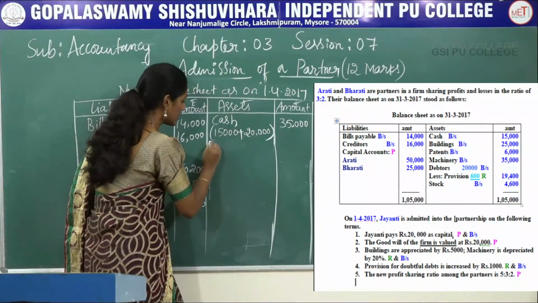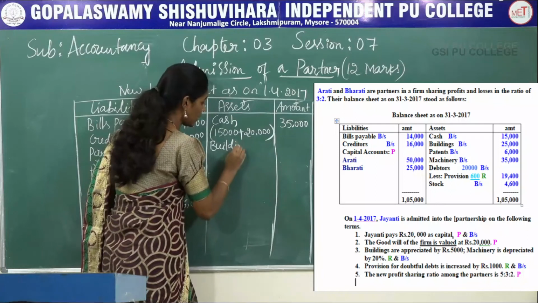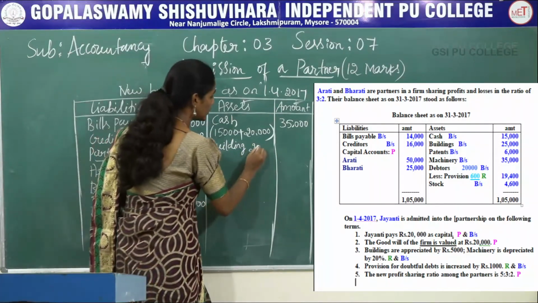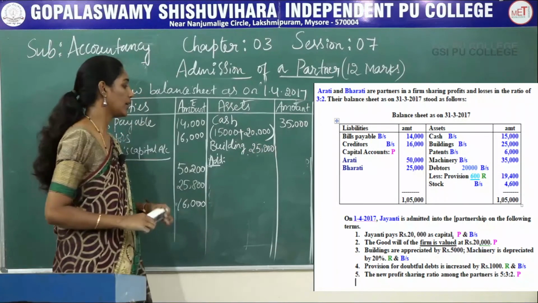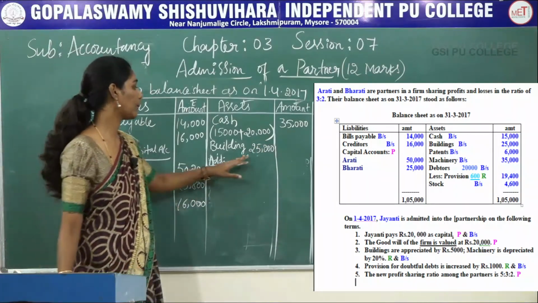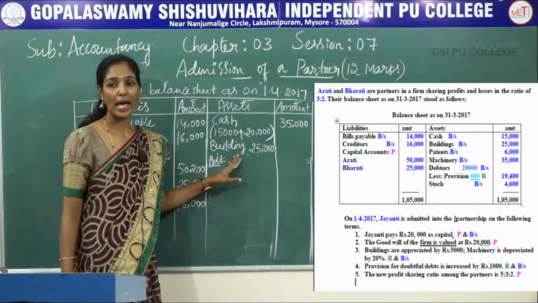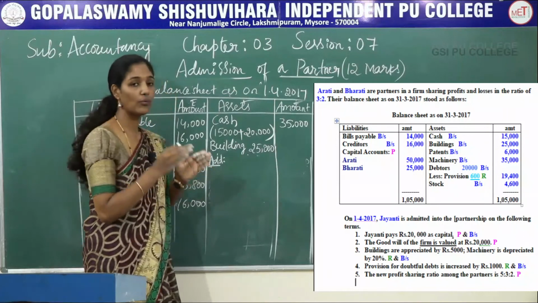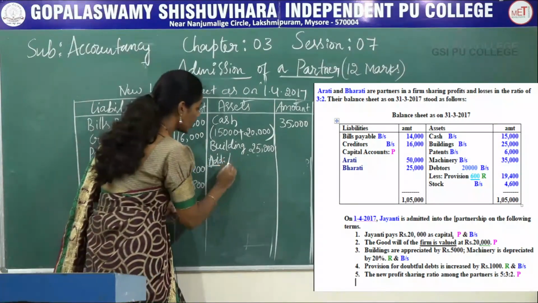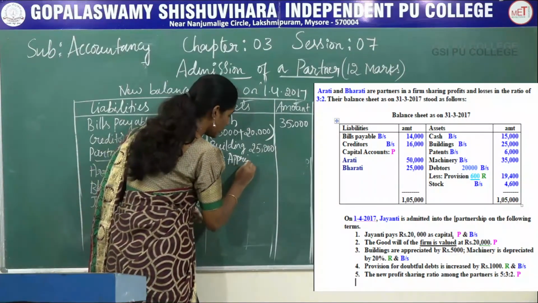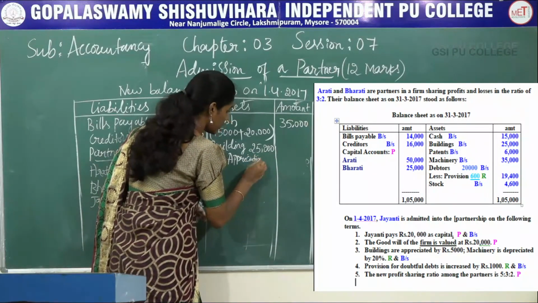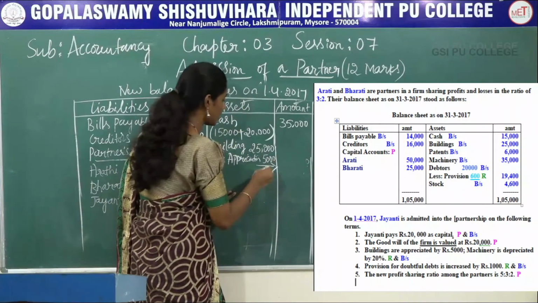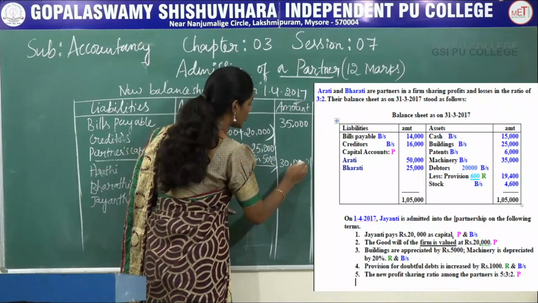The next asset is building. The value of the building here is 25,000. Here there is an adjustment regarding the building. The building value is appreciated, so you should add the amount of increase. Add appreciation rupees 5,000, then you will get 30,000.